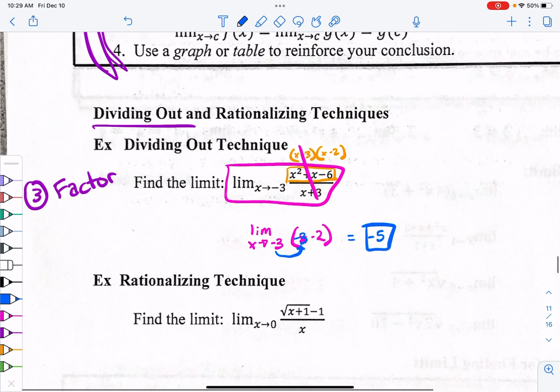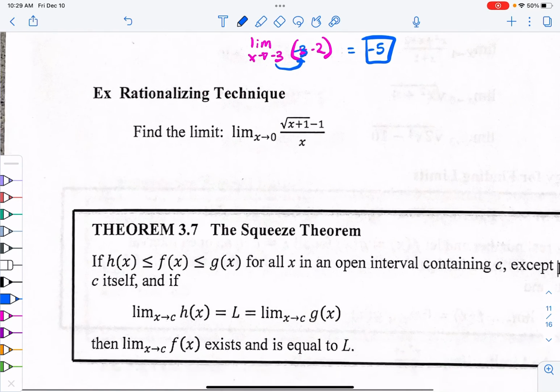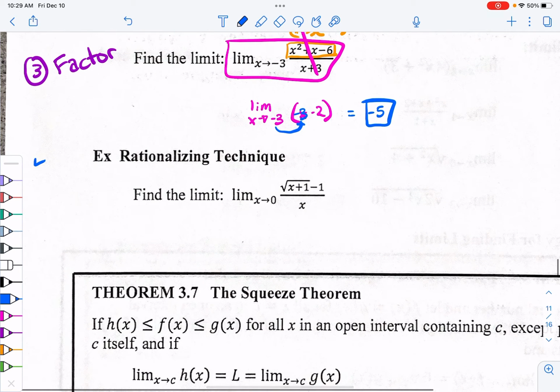So that's your second or third technique, is try to factor it down, which is kind of similar to dividing, without actually having to divide. You're canceling things out, you're dividing it out. And then plug your limit into that, okay? Now this last technique, number 4, is called rationalizing.